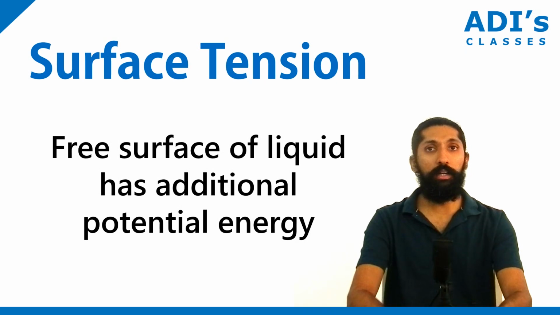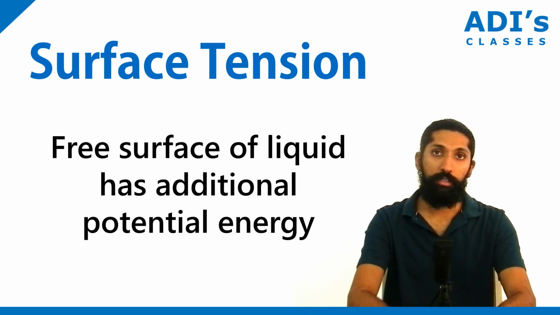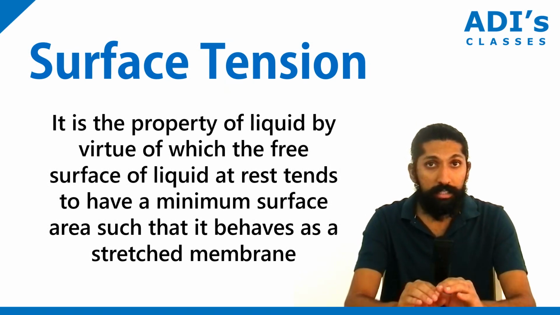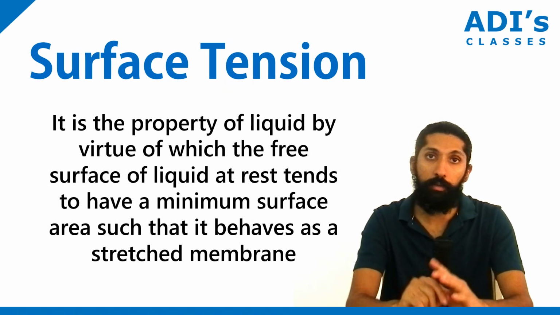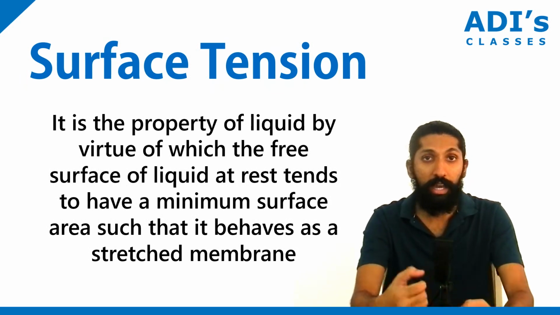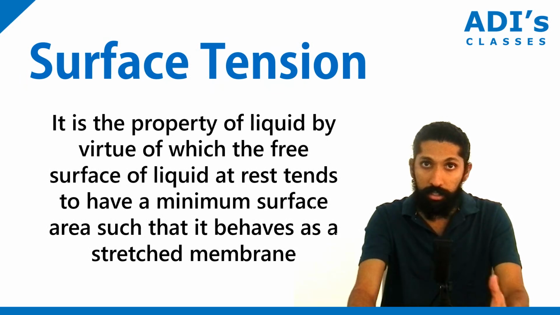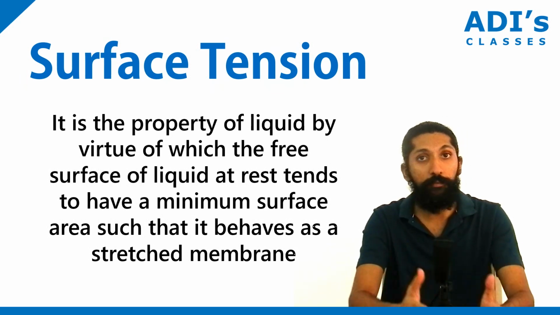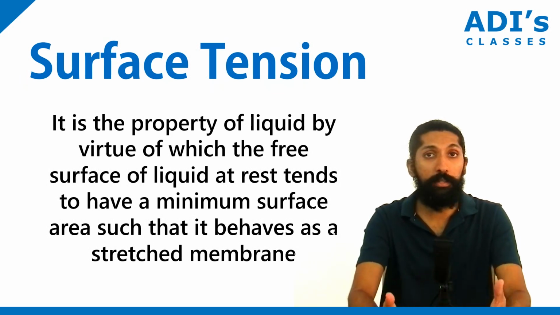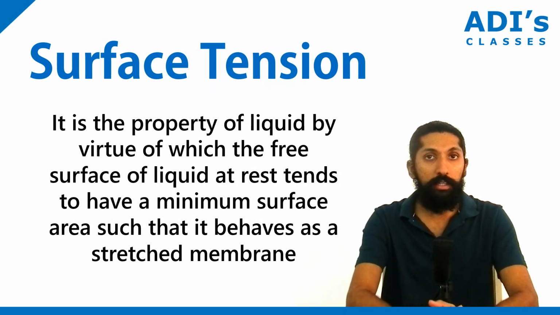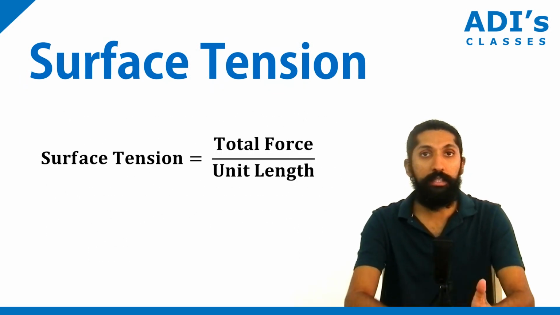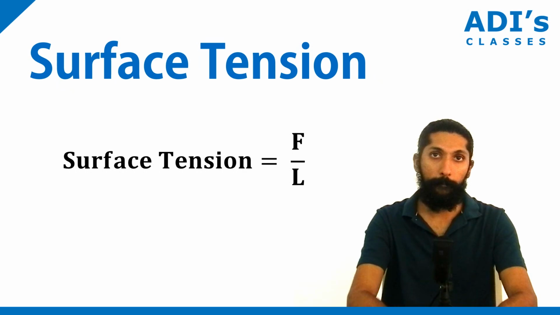Now let's try to formally understand what surface tension is. Surface tension is the virtue by which there is a small membrane on top of a liquid, and that liquid has some tension in it and acts like a stretched membrane, right? That tension is what we call surface tension. This is more like a formal way of expressing what surface tension is. Mathematically, surface tension is total force per unit length. So S is equal to F divided by L.